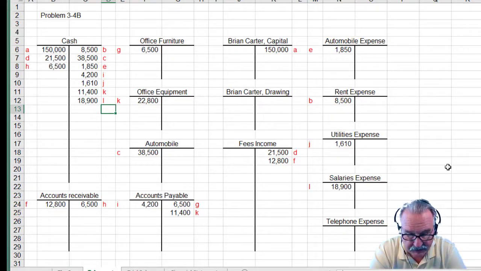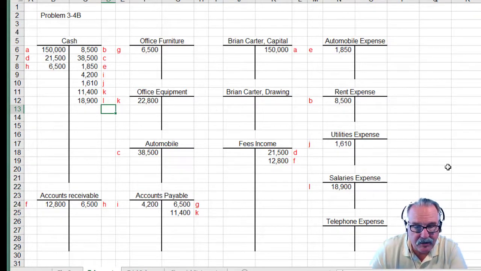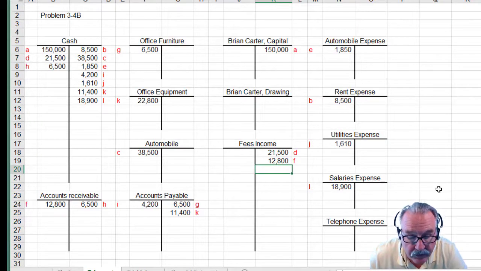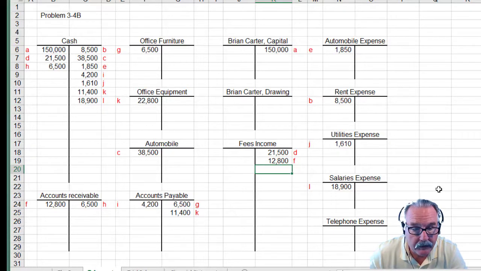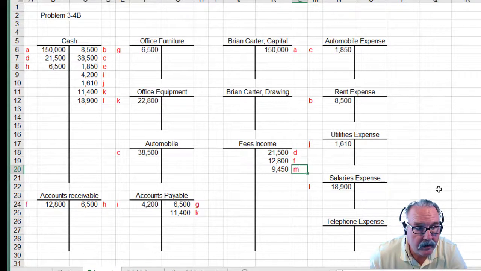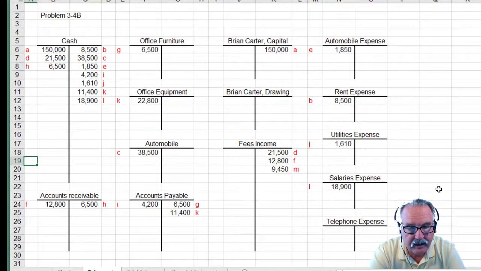Transaction M, perform services for $94.50 in cash. We've had one like this before. Anytime you see perform services, we're talking about fees income. Fees income is $94.50. This is transaction M. And we got cash. $94.50 is a debit to cash. Cash is going up. Fees income is revenue. It's going up with a credit.